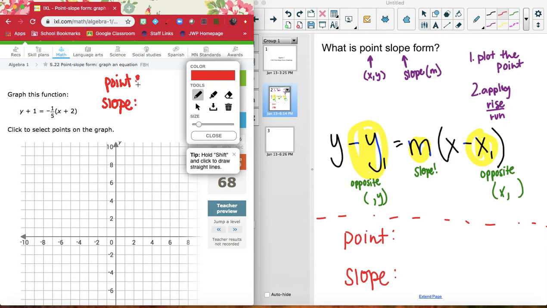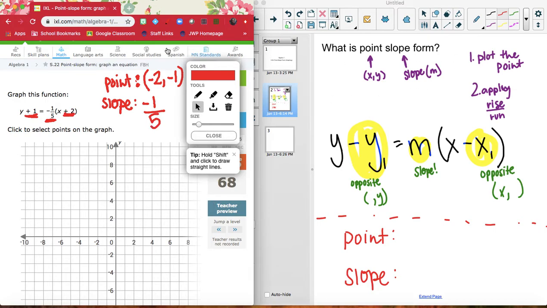So once again, I've got to identify my point. My x value is the opposite of what's being added to the x. So if it's a plus 2, it's going to be a minus 2. My y value is the opposite of what's being added to y. So since it's plus 1, it's going to be minus 1. My slope is what's being multiplied. So it's a fraction for us, which we like. It's negative 1 over 5.